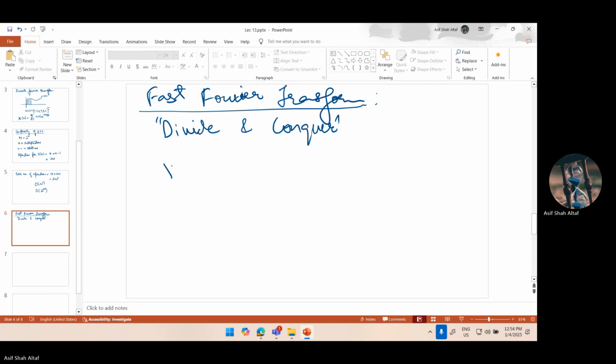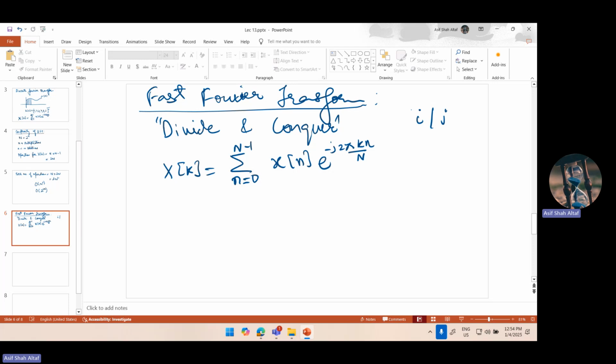So you see we have the discrete Fourier transform given as the sum over n equal to 0 to n minus 1 of x of n e to the power minus j 2 pi k n by n. One thing to note is that sometimes I may write the imaginary number as i, or sometimes I may write it as j. So it's the same thing. Okay.